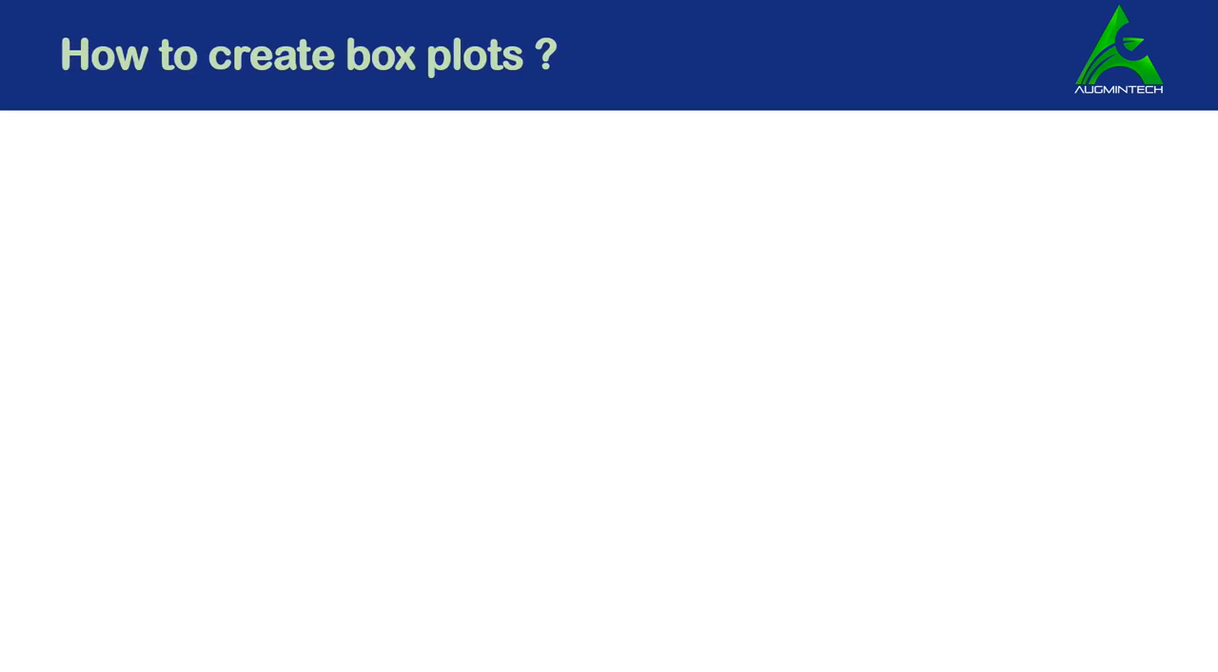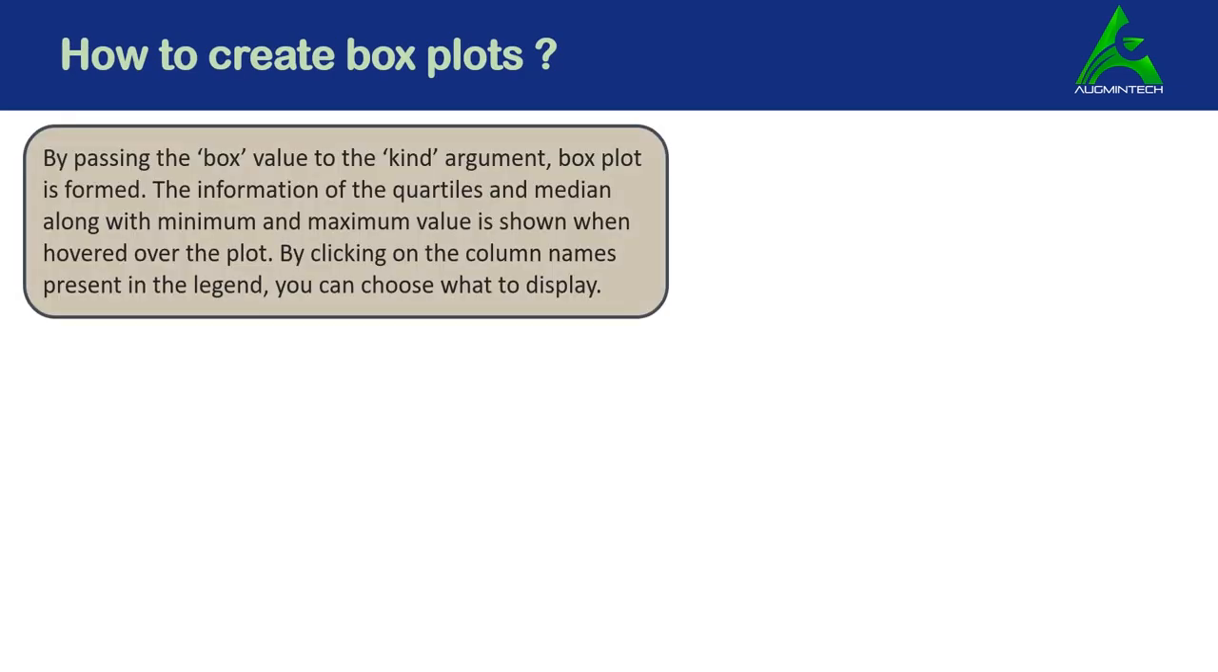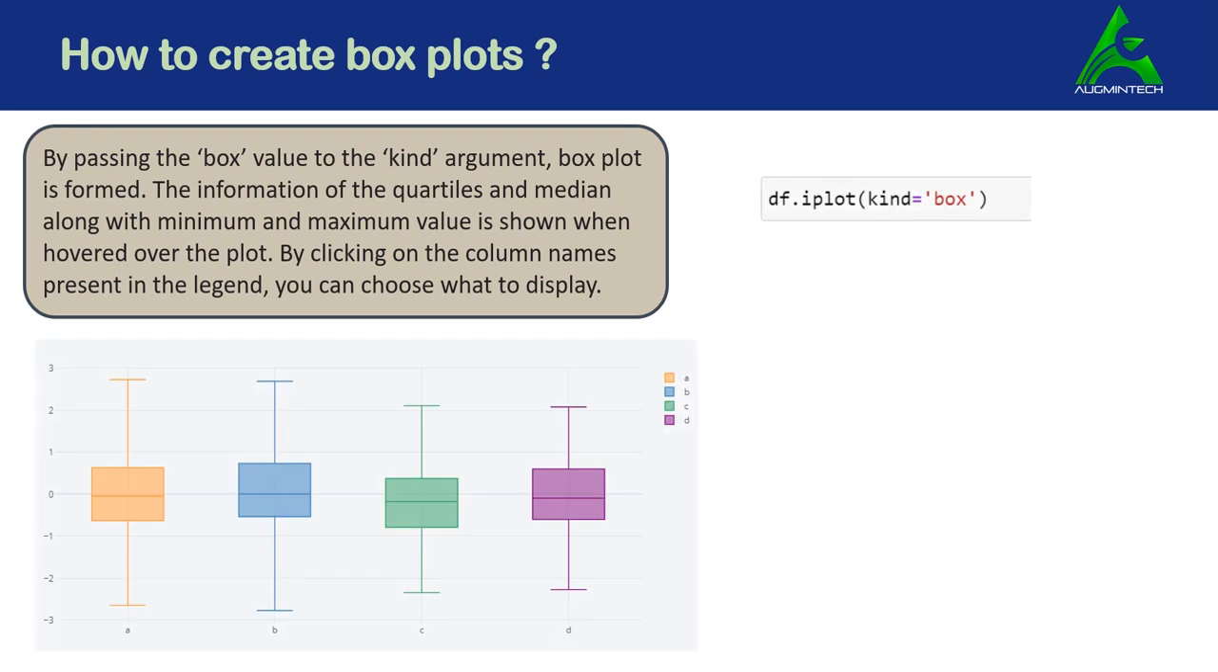Let's see how to create box plots. By passing the box value to the kind argument, again, we specify kind equals box, a box plot could be formed. The information of the quartiles and median along with maximum and minimum value is shown when hovered over the plot. So we can do df.iplot kind equals box, and there we go.